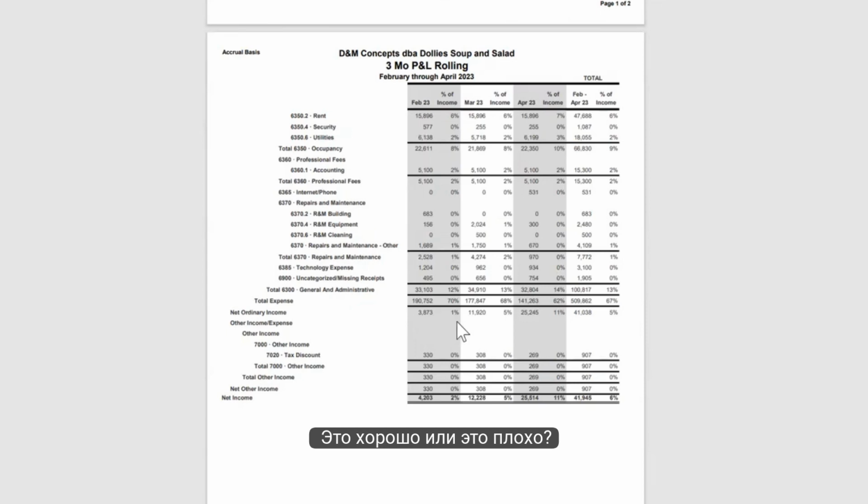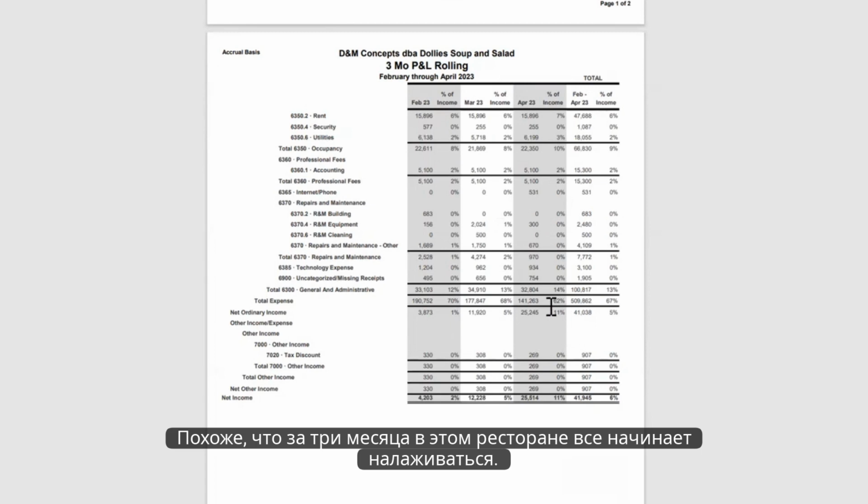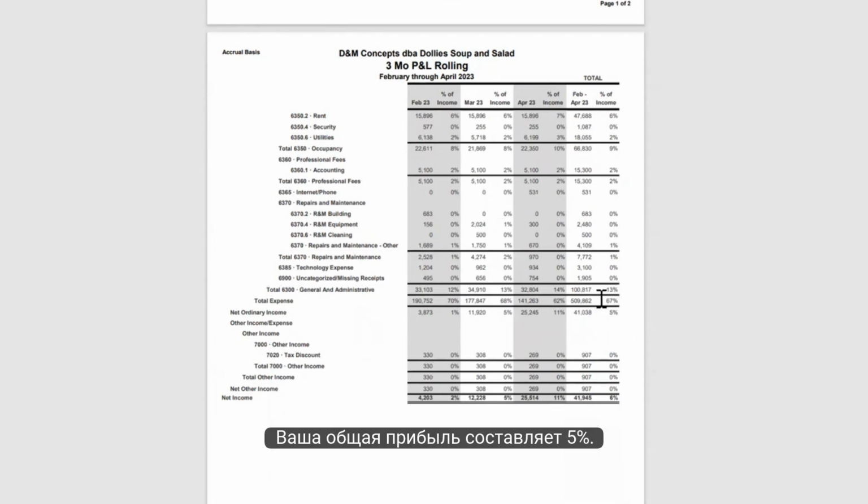Are we doing bad or are we doing good? If you look at it, you see February was 1% of net profit, March was 5%, April was 11%. It looks like this restaurant's starting to get a handle on things. Over the 3 months, you're at a total profit of 5%. Okay, now that is an example of a P&L.